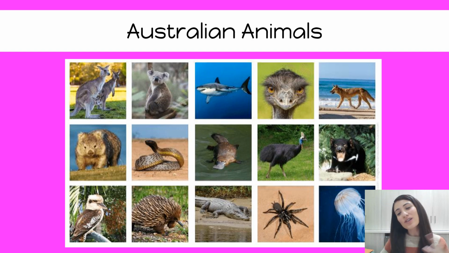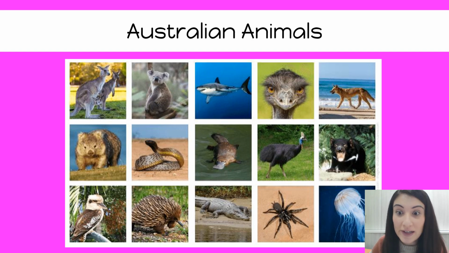So these are just some Australian animals that might be unique to Australia, which means they are special because you can't find them anywhere else in the world except Australia. So this is what we really need to remember for this information report. You need to be choosing an animal that is unique to Australia. It can't be found naturally anywhere else in the world.